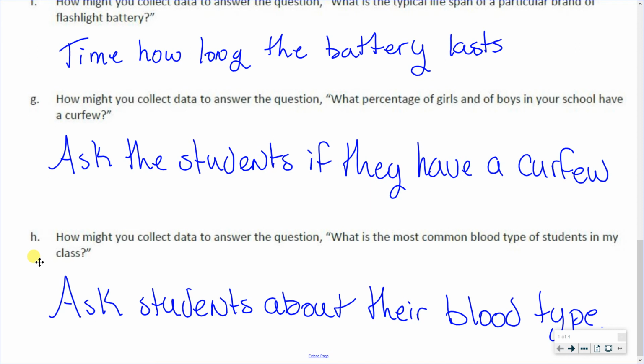All right? And then the last one, what is the common blood type of students in my class? Again, all you got to do is ask the students about their blood type. If they know it, they're going to give you the answer. If they don't know it, then they obviously can't give you an answer.